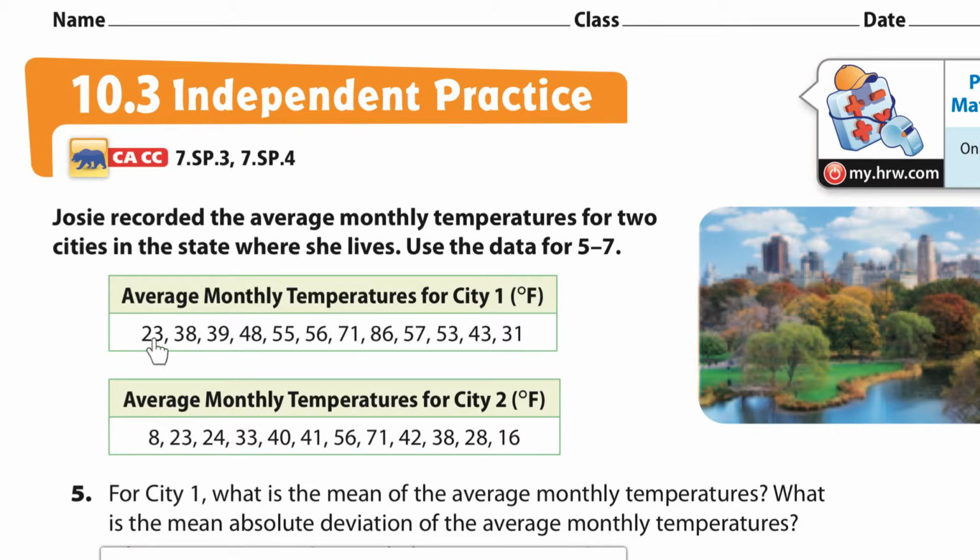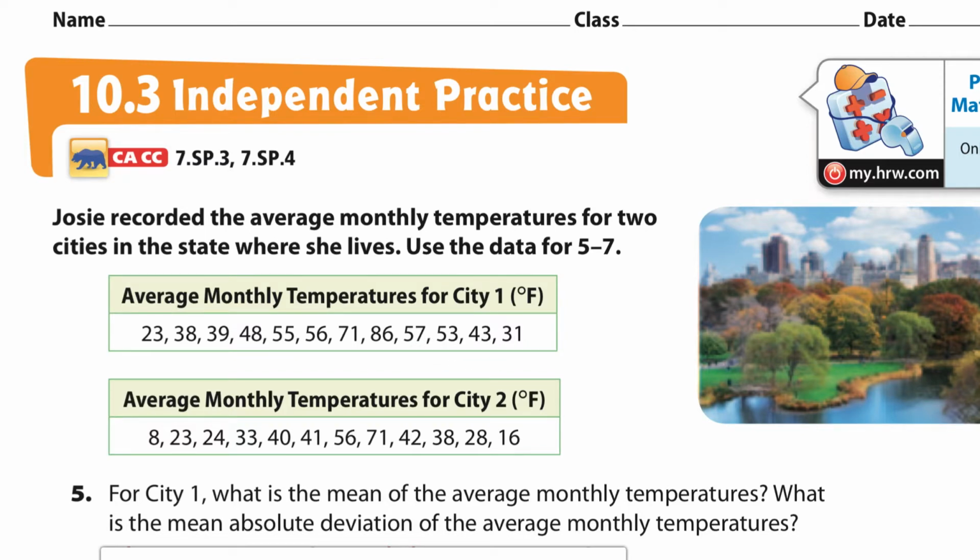So this is all in Fahrenheit here. One month the average temperature was 23. It must be cold out there. It got as high as 86. How many are there here? It should be 12, maybe. For city two, 1, 2, 3, 4, 5, 6, 7, 8, 9, 10, 11. So she did a full year then.